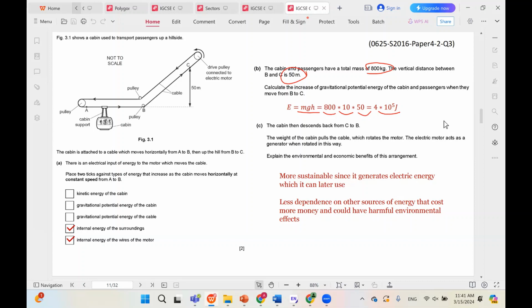The cabin then descends back from C to B. The weight of the cabin pulls the cable, which rotates the motor. The electric motor acts as a generator when rotated in this way. Explain the environmental and economic benefits of this arrangement.